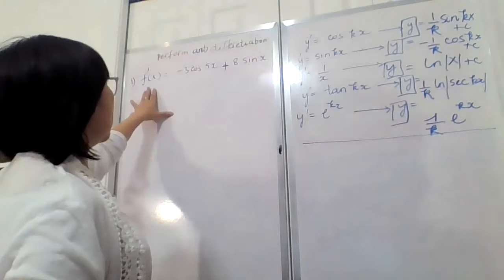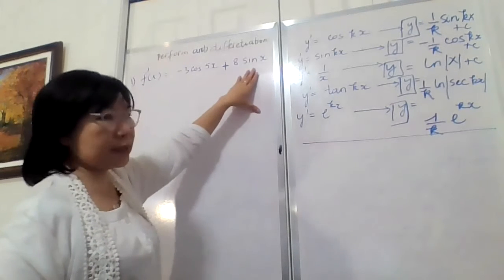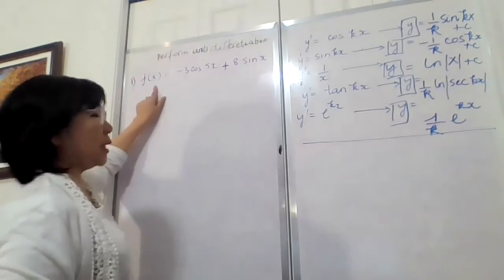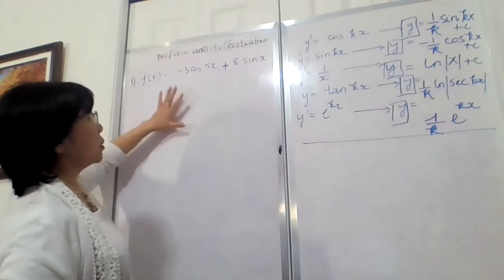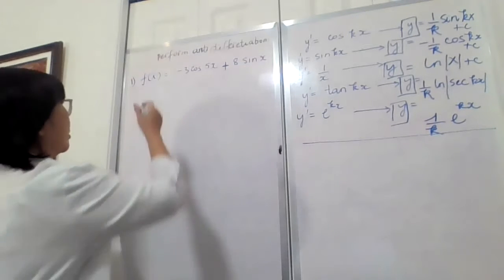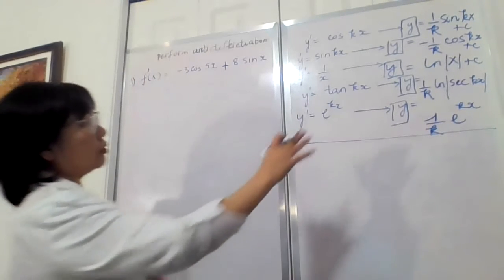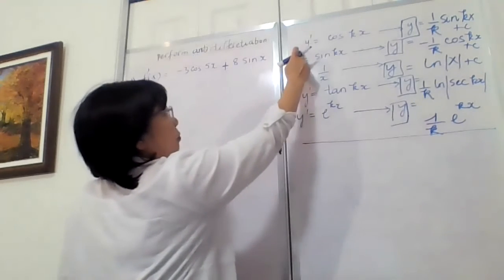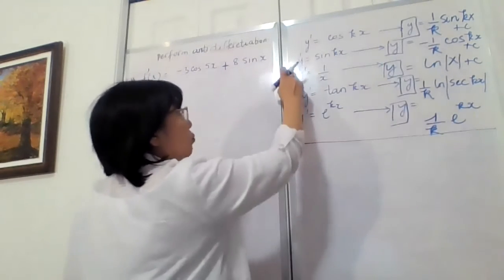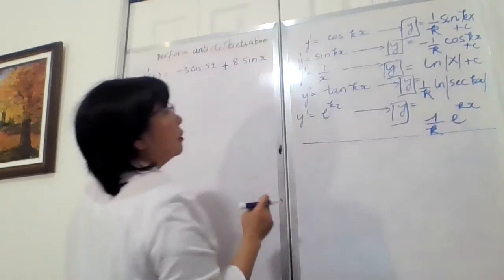I have a function f prime of x equals minus 3 cos 5x plus 8 sin x. In the textbook, you will see they just put f of x, but they assume you know that this is not the original function, it's the derivative function. And we want to get back to the original function. So that's why I put the formula here. This is y prime, and on the right-hand side is y.